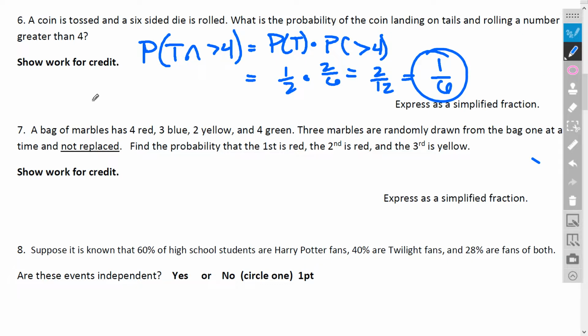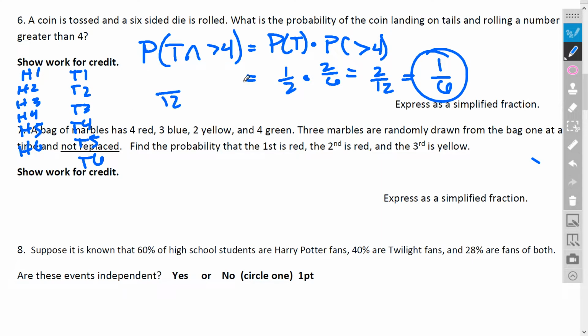You can actually list out the sample space to take a look at this as well, because you can see all the probabilities: head 1, head 2, head 3, head 4, head 5, head 6. You can also have tails 1, tails 2, tails 3, tails 4, tails 5, and tails 6.